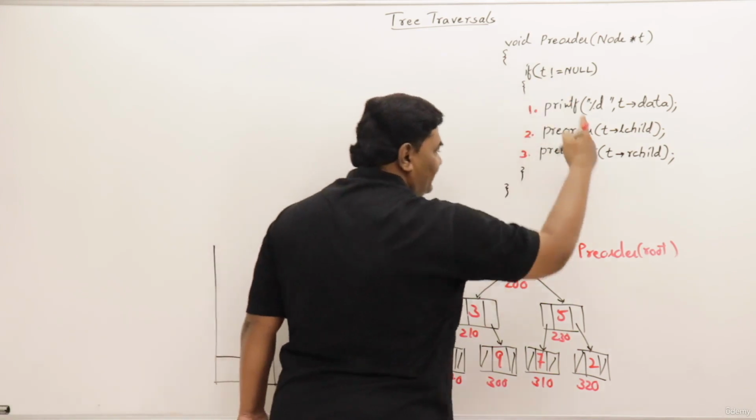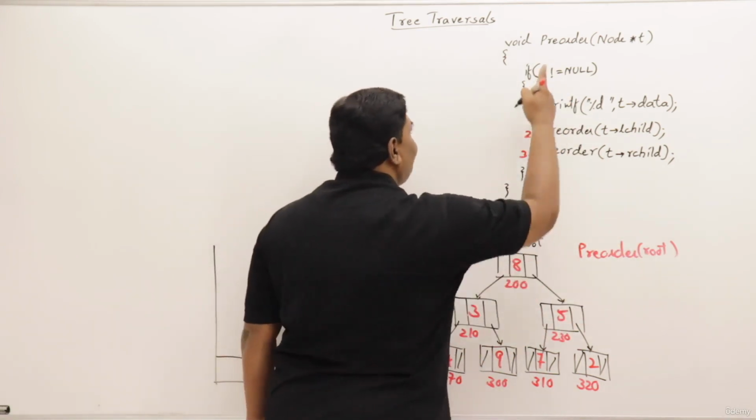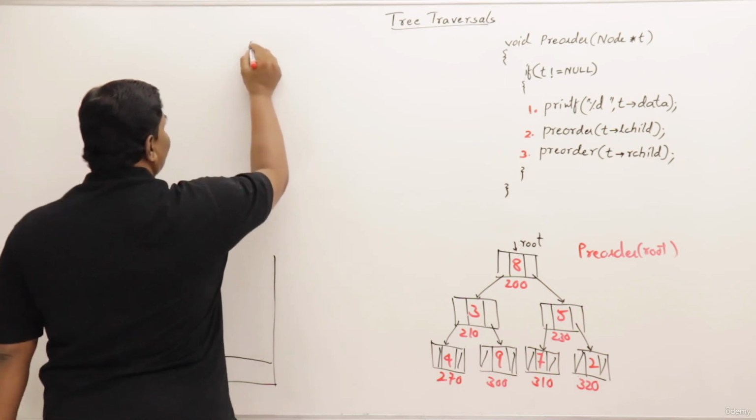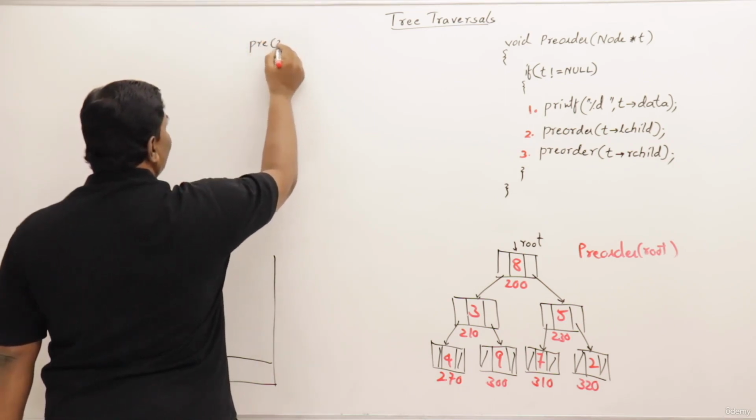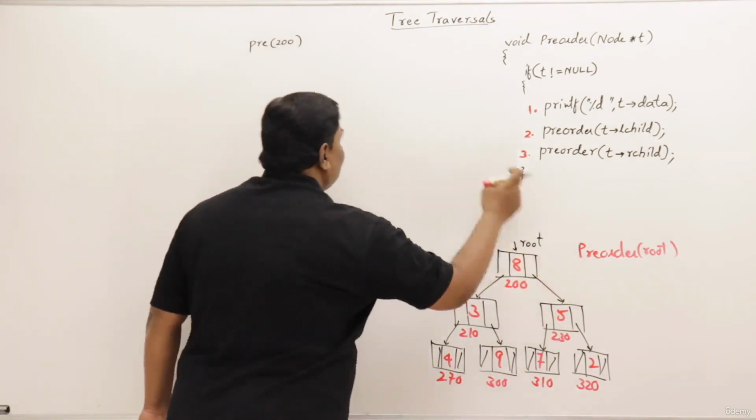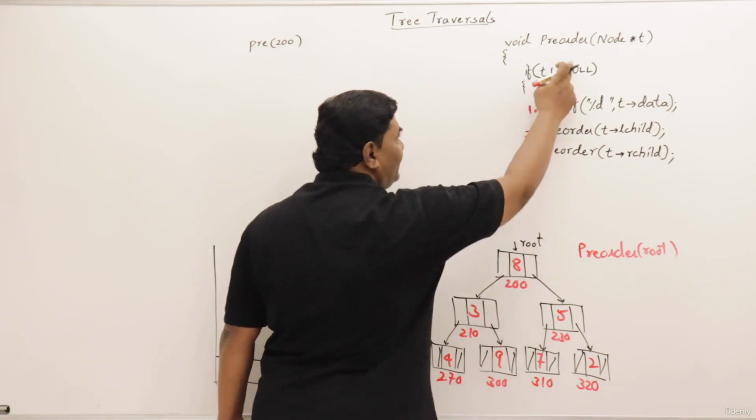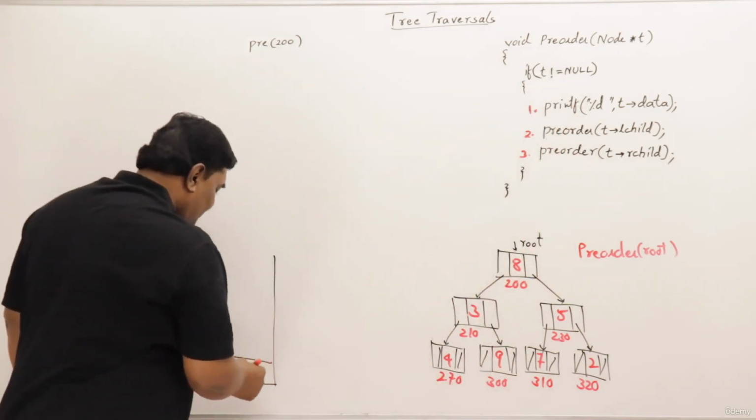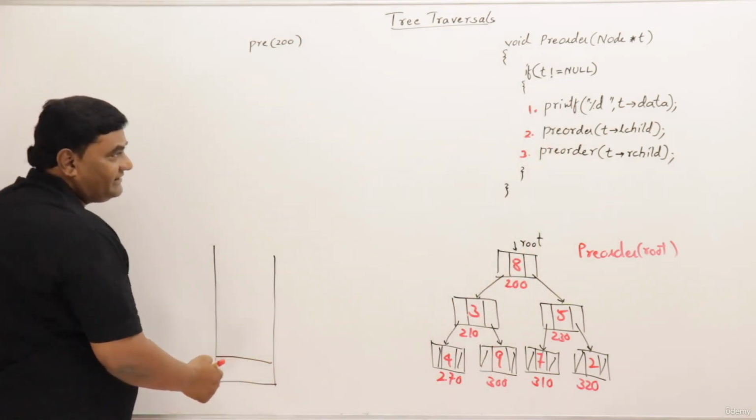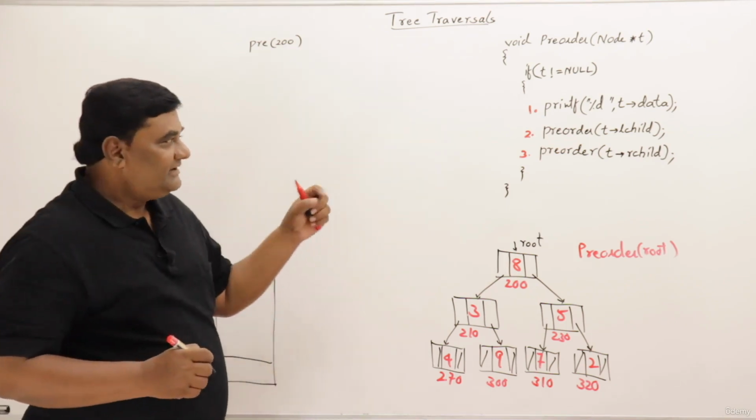First time when the function is called by passing root, it is the address of the first node, that is 200. So the function is called with the address 200, pre 200. In short, I am writing just pre. First call, pre 200. So as root is 200, 200 is passed. So once the function is called, an activation record is created. Activation record will contain all the variables that are used by that function.